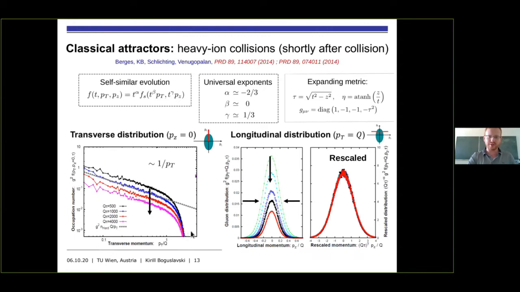That's why you don't see any movement in this direction. However, the occupation number changes with time, and that's why you get beta equals zero, alpha is again negative. And when you look at the longitudinal profile, so at some specific transverse momentum, you find that also the occupation number, of course, goes down, and also your longitudinal momentum decreases with time. Then you can rescale both, and you find again a universal scaling function.